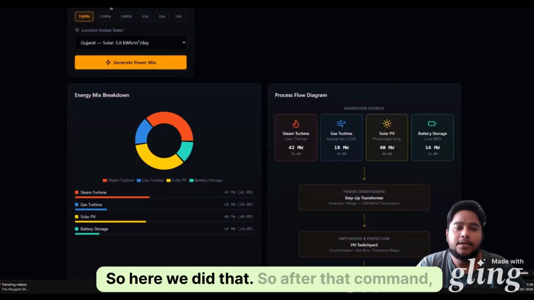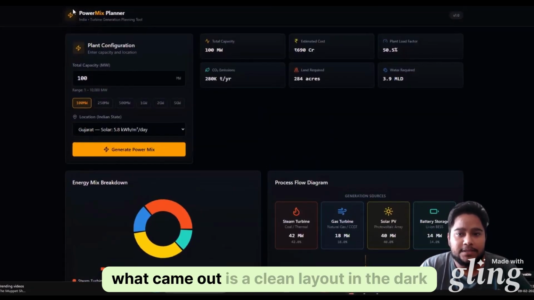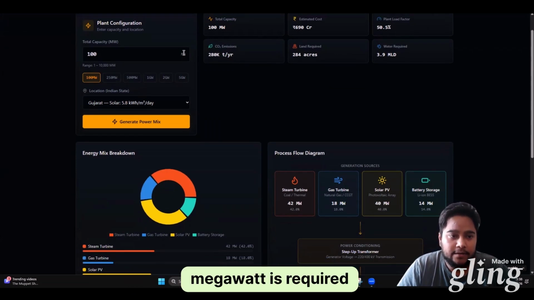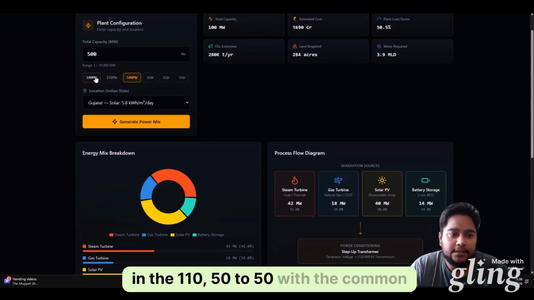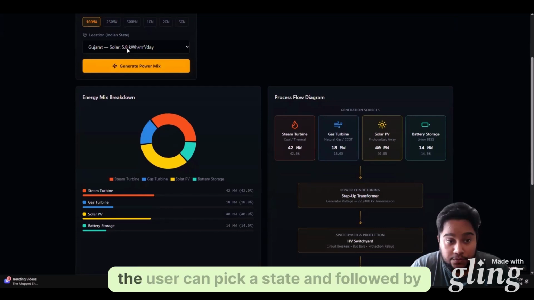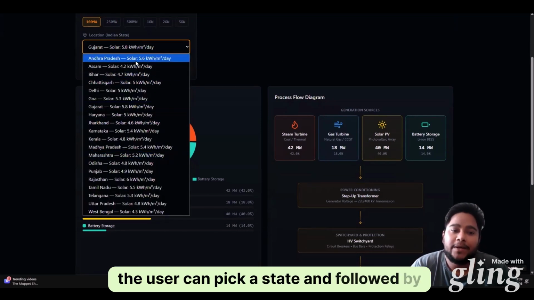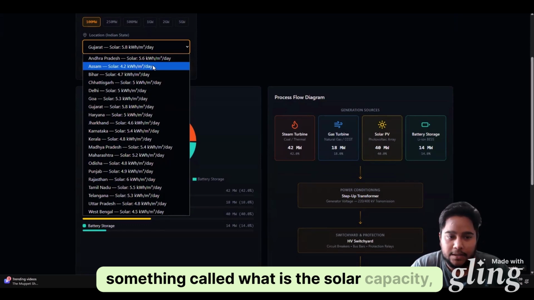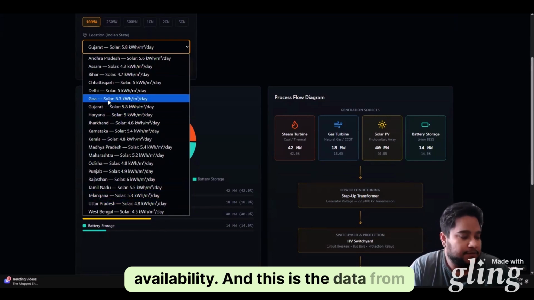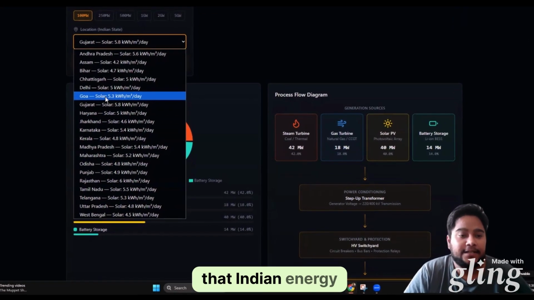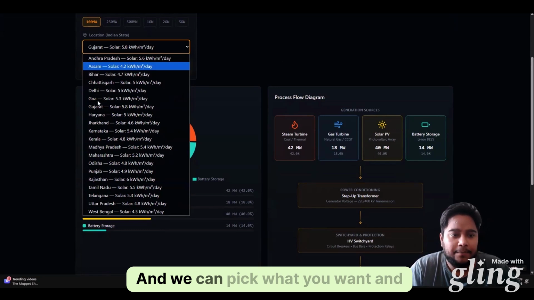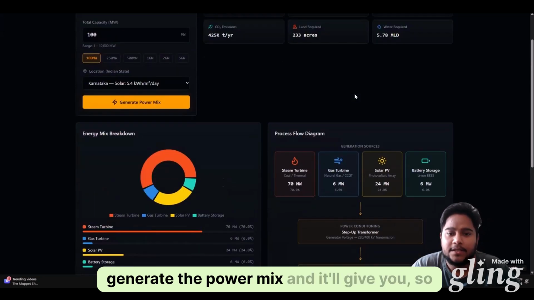So here we deep dive. After that command, what came out is a clean layout in dark mode where my user can enter how much megawatt is required, like 100, 10, 50, with common ranges available up to 5 gigawatts. Along with that, the user can pick a state, and for the state there is the solar capacity, in kilowatt hour per meter square per day availability. This is data from Indian energy statistics, and I believe it is the latest data since I'm spending time on this. And we can pick what we want and generate the power mix.